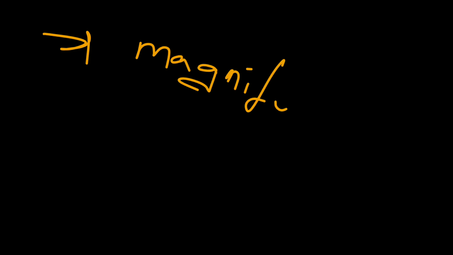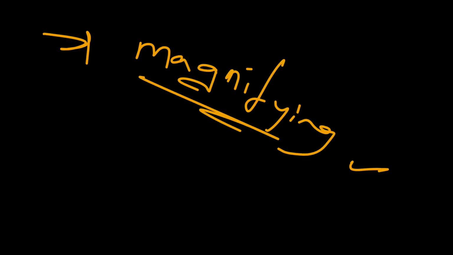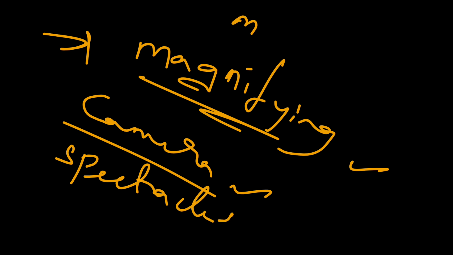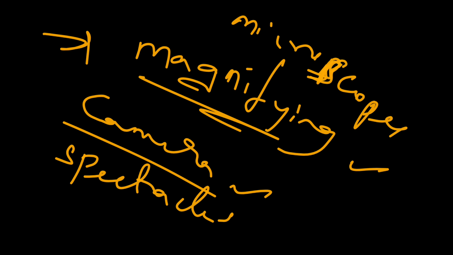Here also two surfaces are curved, and those are called lenses. Examples where we use these lenses are magnifying glasses, camera lenses, spectacles, and also microscopes. Let's move on to the types of lenses. Let's start with the first one, that is nothing but a convex lens.